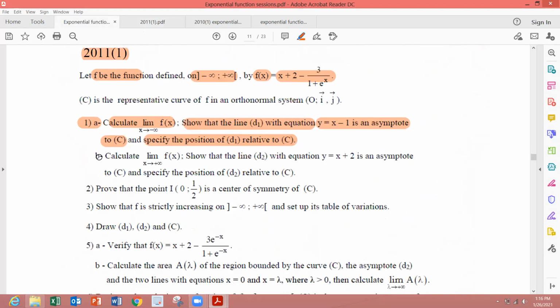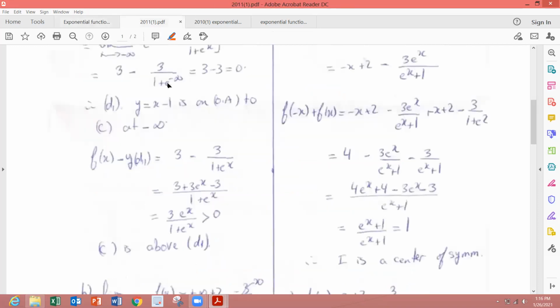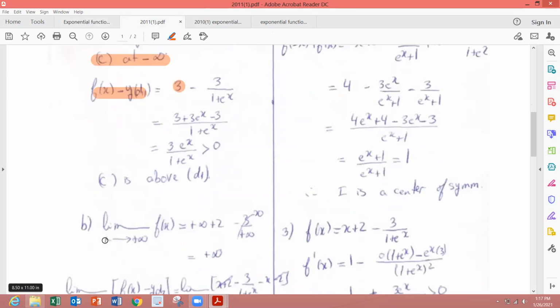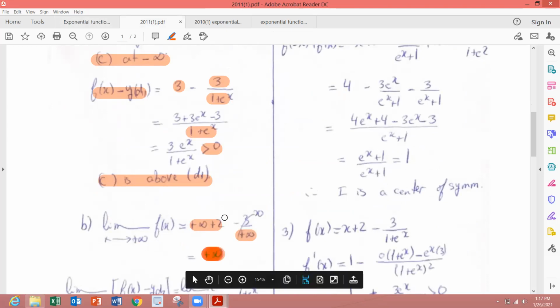Now part B. Calculate the limit of f(x) as x tends to plus infinity. How much will be the limit here? Plus infinity. So limit as x tends to plus infinity of f(x). We replace each x by infinity. It will be infinity plus 2 minus 3 over plus infinity. Number over infinity is 0, so we get plus infinity.